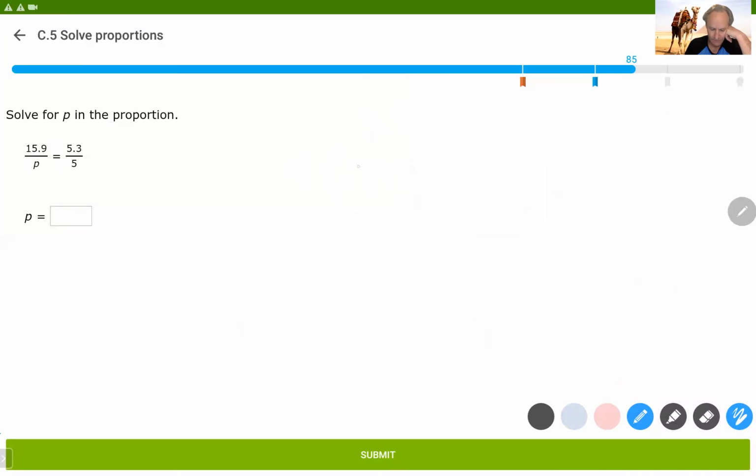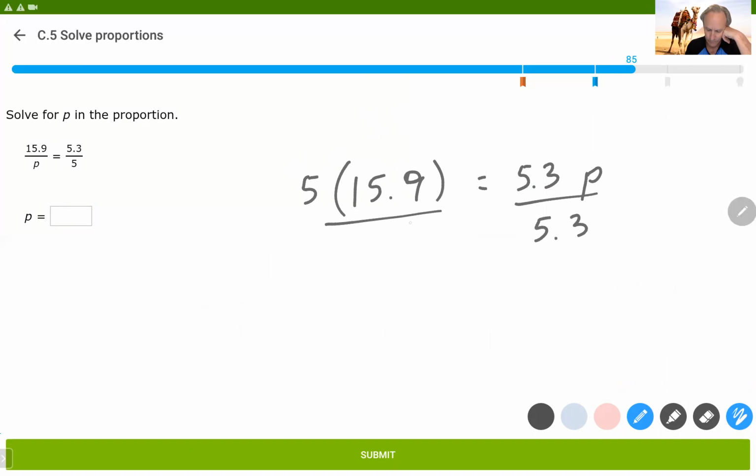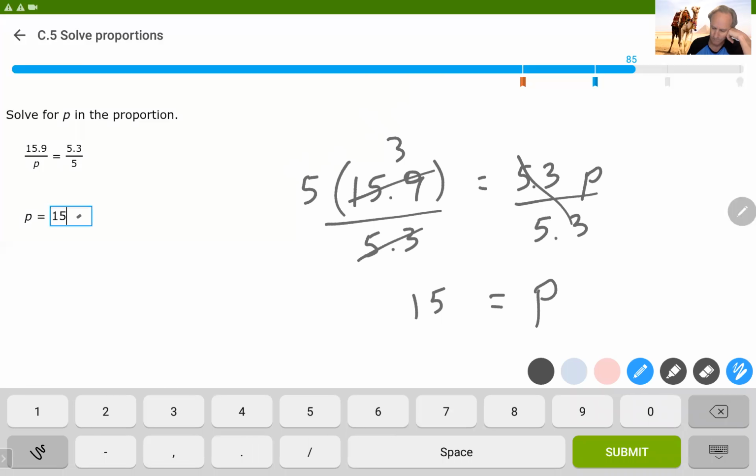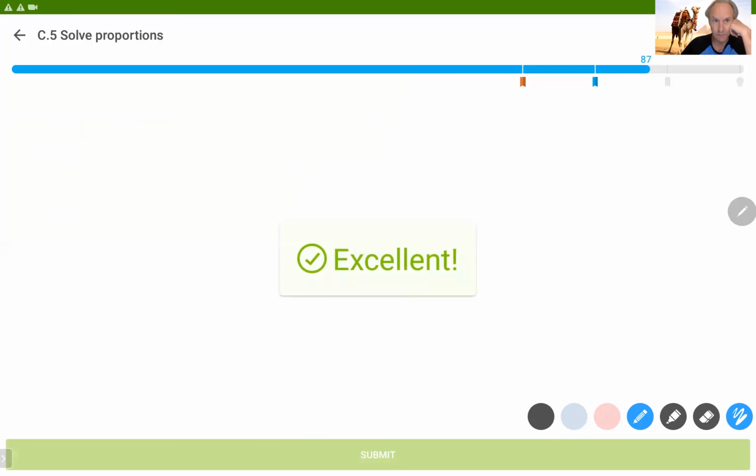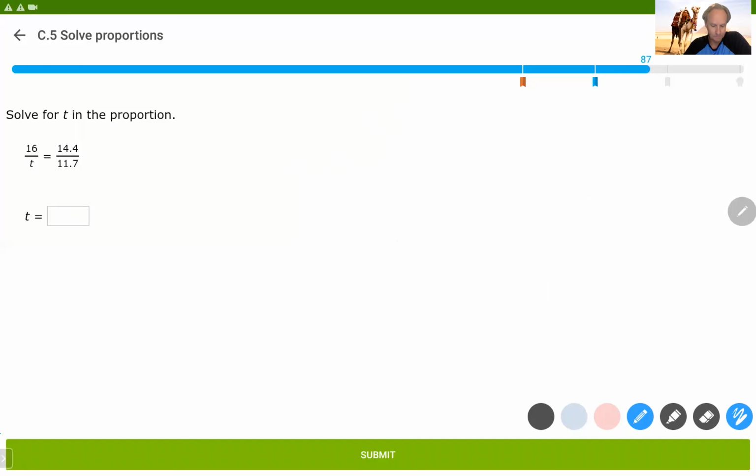This time we've got 15.9, sorry, times 5 is equal to 5.3 times p divided by the 5.3. And I can see that 5.3 goes into 15.9 3 times, which gives me P equals 15. Could probably go a little faster, but I want to make sure you get them.